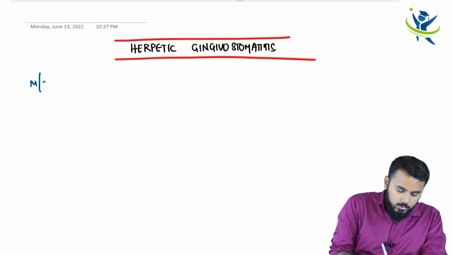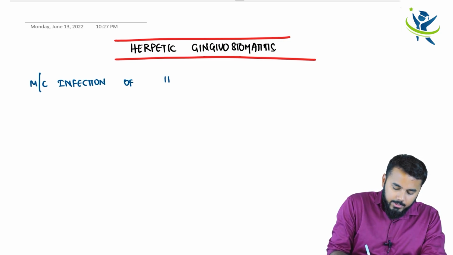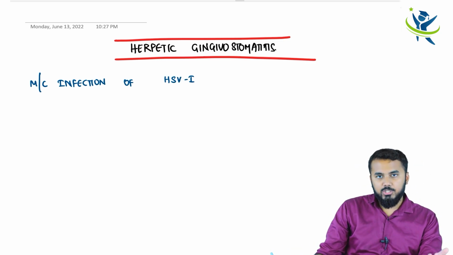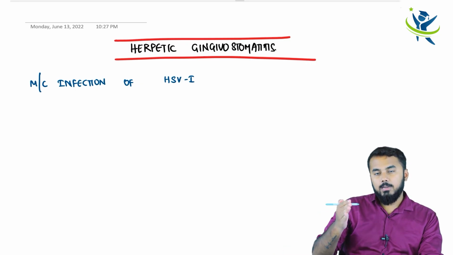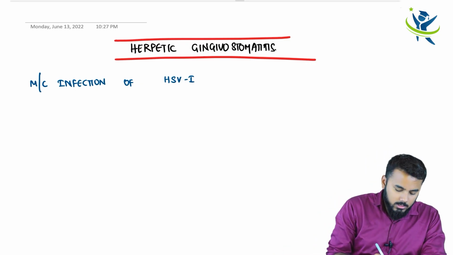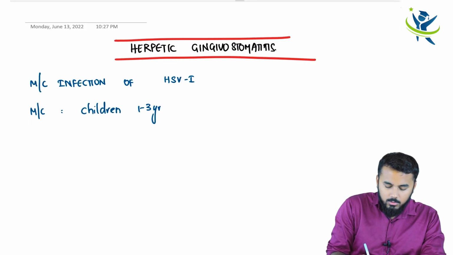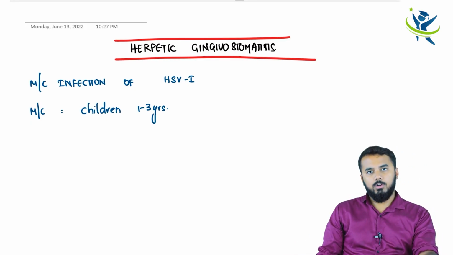So this is the most common infection of herpes simplex virus type 1. Which age group is most commonly affected? Children of age 1 to 3 years. So the most common age group will be children of age 1 to 3 years.